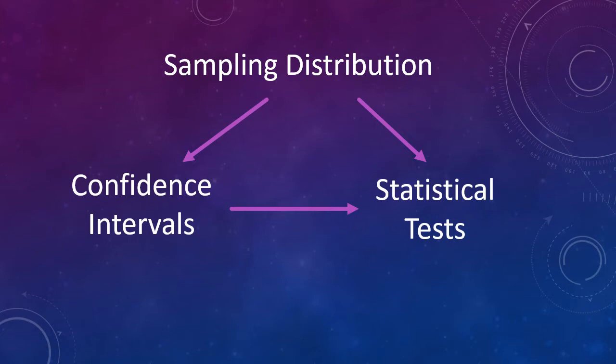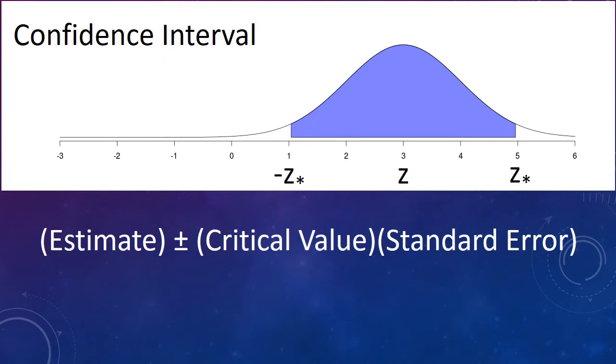Think back to how we constructed confidence intervals. The general form for a confidence interval was the point estimate, that was your sample statistic, plus or minus the margin of error, which was the product of a critical value and the standard error.